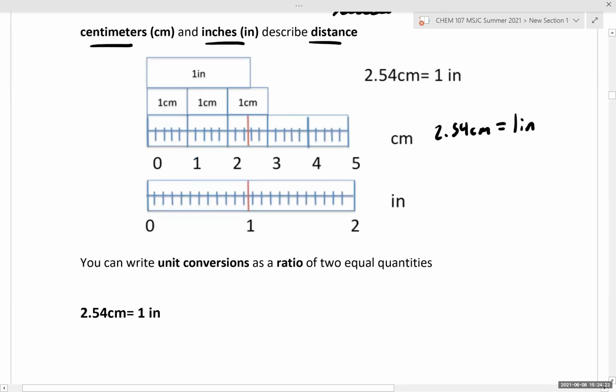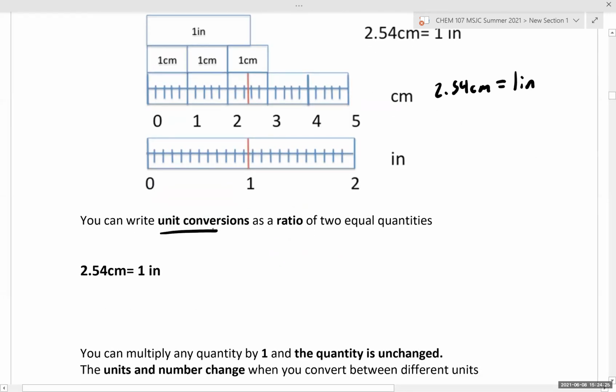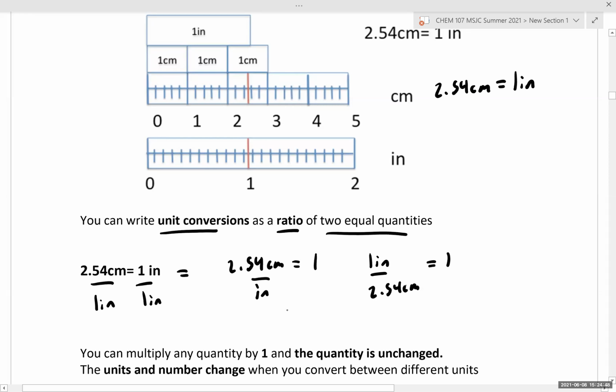Okay, so we can write unit conversion factors as a ratio of two equal quantities. So 2.54 centimeters equals 1 inch. We can divide both sides by 1 inch, and that gives us 2.54 centimeters per inch is equal to 1. Or we can write the inverse, where 1 inch over 2.54 centimeters is equal to 1. Both of these ratios are known as unit conversion factors. They're a ratio of equal quantities. Does that make sense?